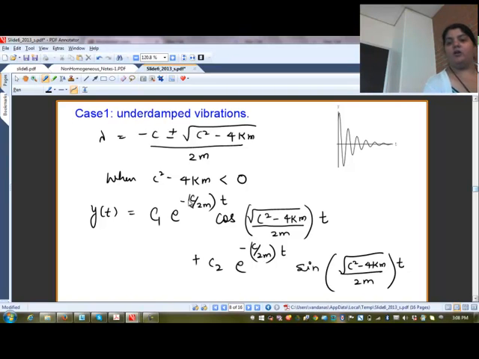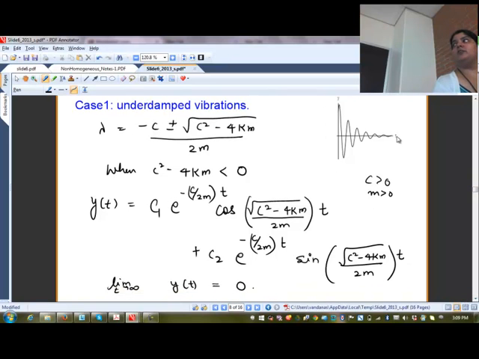Because of this being positive, this term is positive, and as time approaches infinity, what will happen to the solution? This will go to 0, because cosine and sine values lie between -1 and 1. So this is a bounded function between -1 and 1, and the exponential goes to 0 very fast, so eventually this will go to 0. It will die out eventually, but keep oscillating because of the cosine and sine terms appearing.